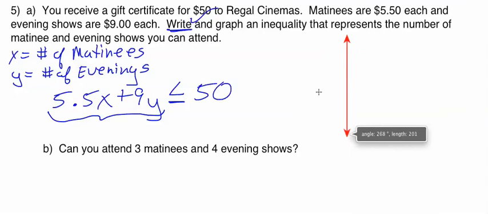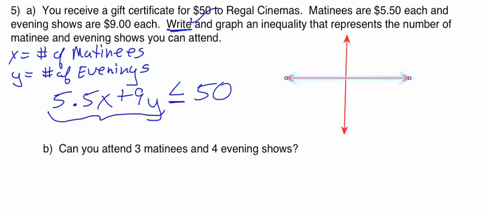So if I make a graph here, then we need to find the intercepts, or we don't need to find the intercepts. Since it's in standard form, I'm going to use the intercept method. So the x-intercept, we put 0 in for y, so that would be 50 divided by 5.5. 50 divided by 5.5 gives us 9.1. And if I put 0 in for x, it gives me the other intercept of 50 divided by 9. So that would be 5.56 if you round.